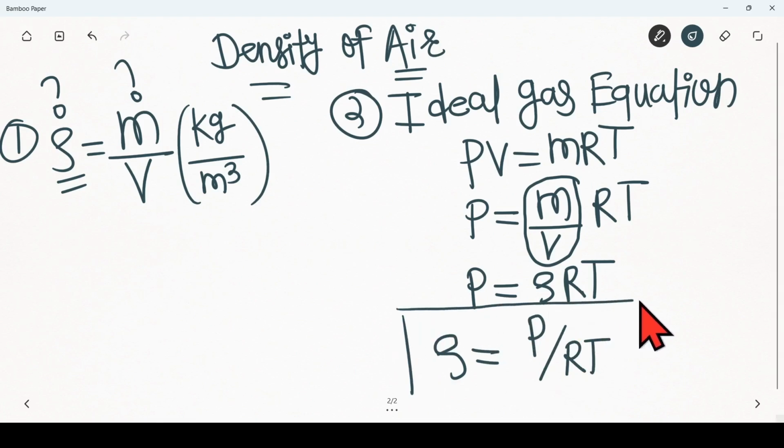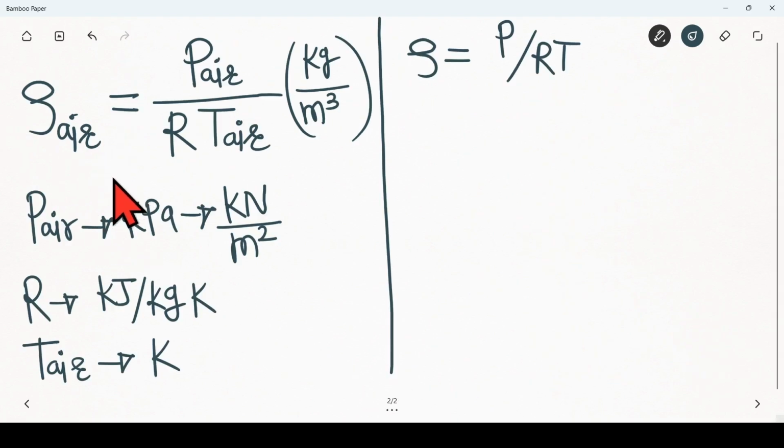So we can use this equation to calculate the density, because in this equation we have a pressure of the air which is known to us. Gas constant of the air is already known to us, which is 0.287 kilojoule per kg Kelvin. Temperature of the air is also already known to us. So from this we can easily calculate density. So from ideal gas equation we have derived that density is equal to P divided by RT.